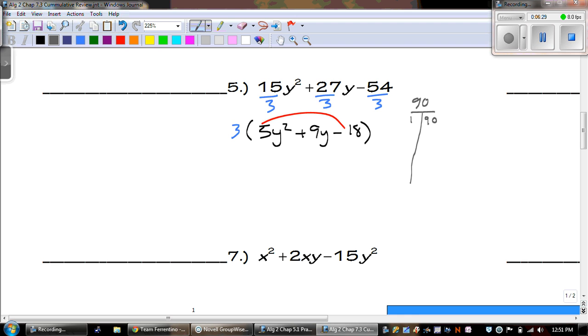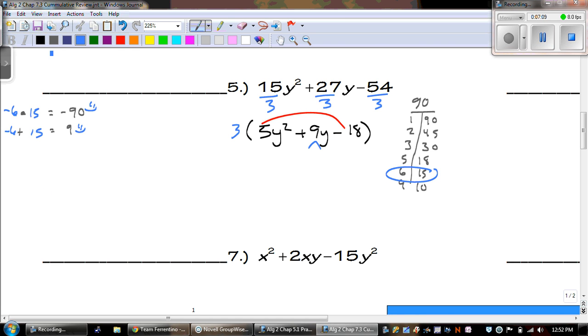So we got 1 and 90, 2 and 45, 3 and 30, 5 and 18, 6 and 15, and 9 and 10. So we're looking for numbers that multiply. I'm going to do it off to the left. Multiply to get to -90, and add to get to +9. Okay, you should get -6 and 15 work for the first one, and the second one.